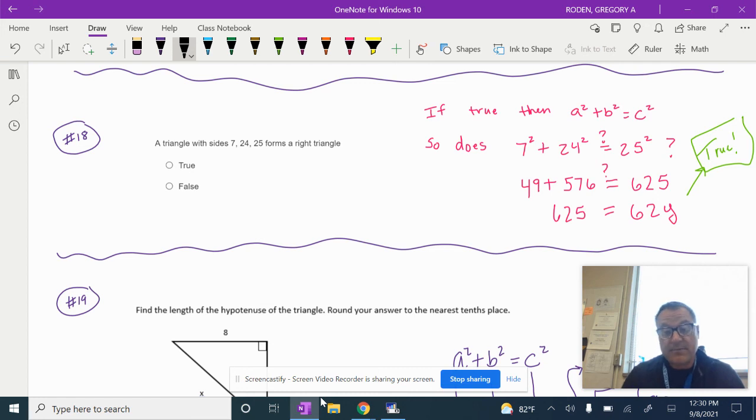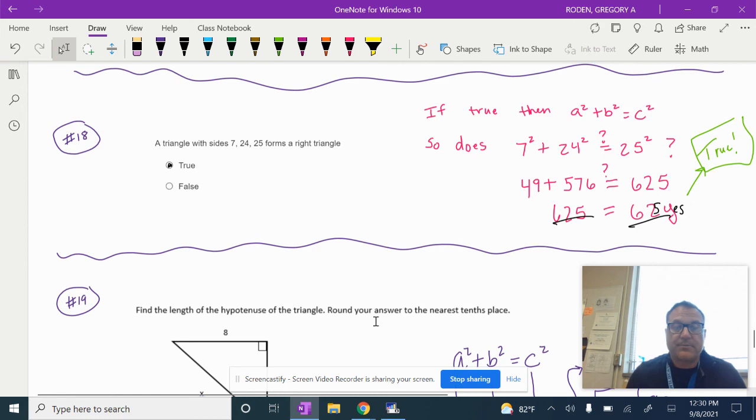Now you do have to add here. What's 49 plus 576? Well, that's 625. And this is 625 here. So the answer is yes, it is, because 625 equals 625. a squared plus b squared equals c squared. So that's true, so that is yes. If a squared plus b squared equals c squared, then it is true.